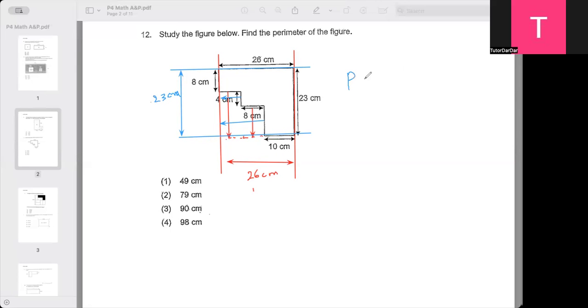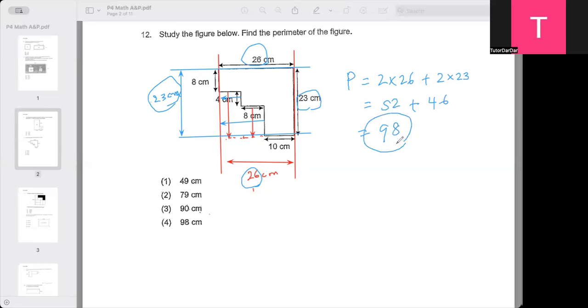So the perimeter is equal to, you see 26 here, you see 26 here. So 2 times 26 plus, you see 23 here, you also see another 23 here. Why? Because when you pull them out, this whole thing makes one straight line, which is the same length as this guy. So it becomes 2 times 23. So the answer is going to be 98 as well. Why? 2 times 26 is 52, plus 2 times 23 is 46. You still get back 98. So this is method 2.